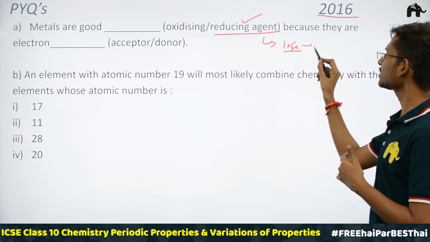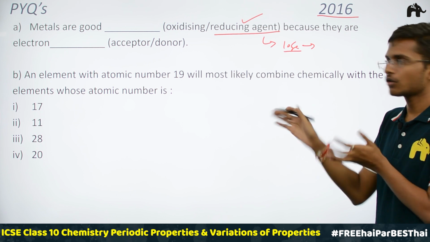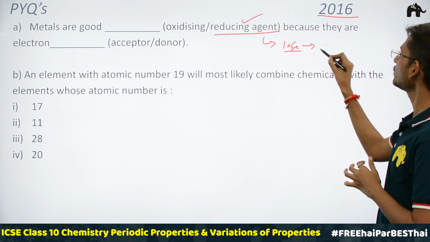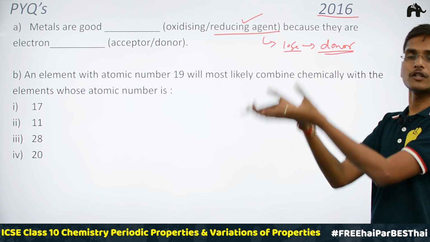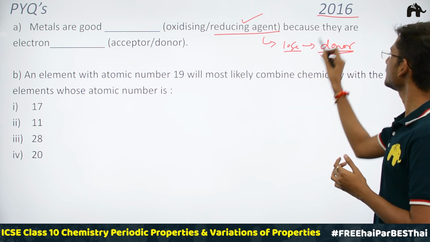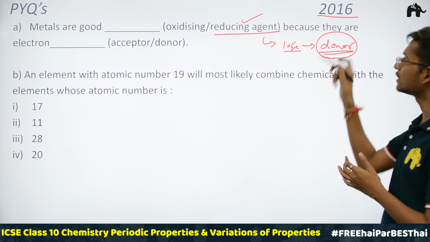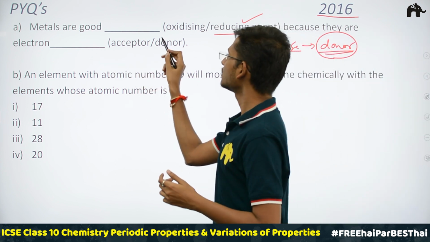So losing an electron means, is it accepting or donating the electron? Yes, it is donating, right? They are losing, so they are donating the electron. So metals are behaving like electron donors. So because they are electron donors.